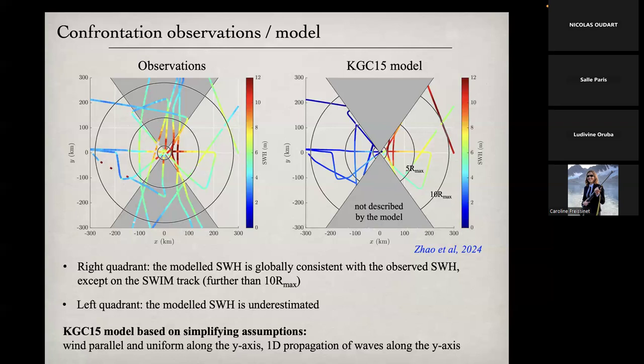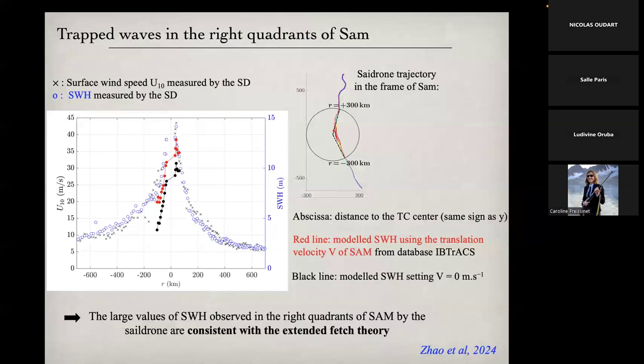So what we can do now is to investigate the possible existence of trapped waves in the right quadrants of the cyclone using this model. That's what we have done using the data of the sail drone. In this picture, you can see the trajectory of the sail drone in the frame of the cyclone. This sail drone measured the wind field and the waves, the significant wave height in particular. This is shown on this figure.